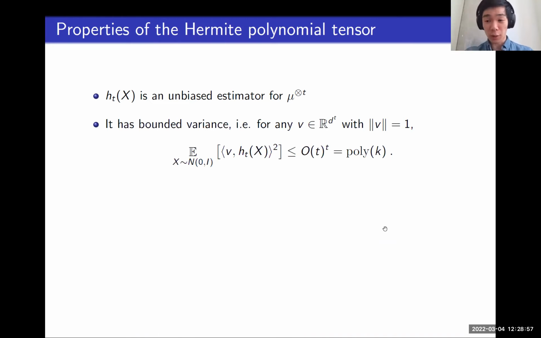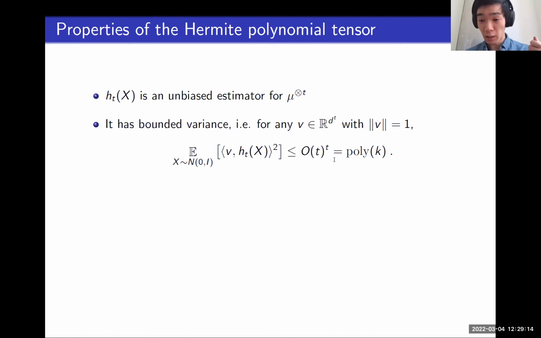So sort of when I write inner products, I just reshape everything to have the same shape. So for a d to the t dimensional vector, basically, if we view the Hermite polynomial tensor as a d to the t dimensional vector, we know that its variance in any direction is bounded by O of t to the t.